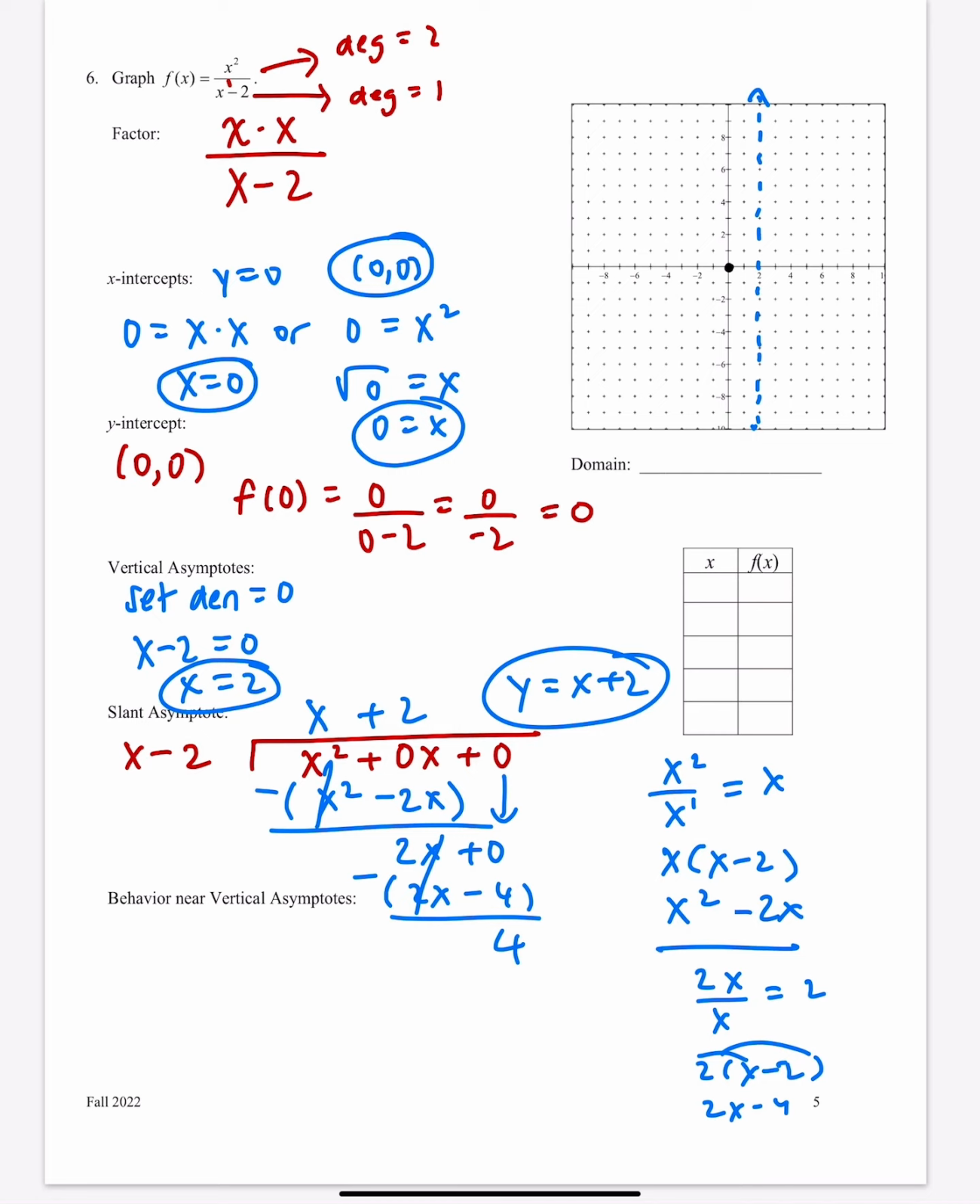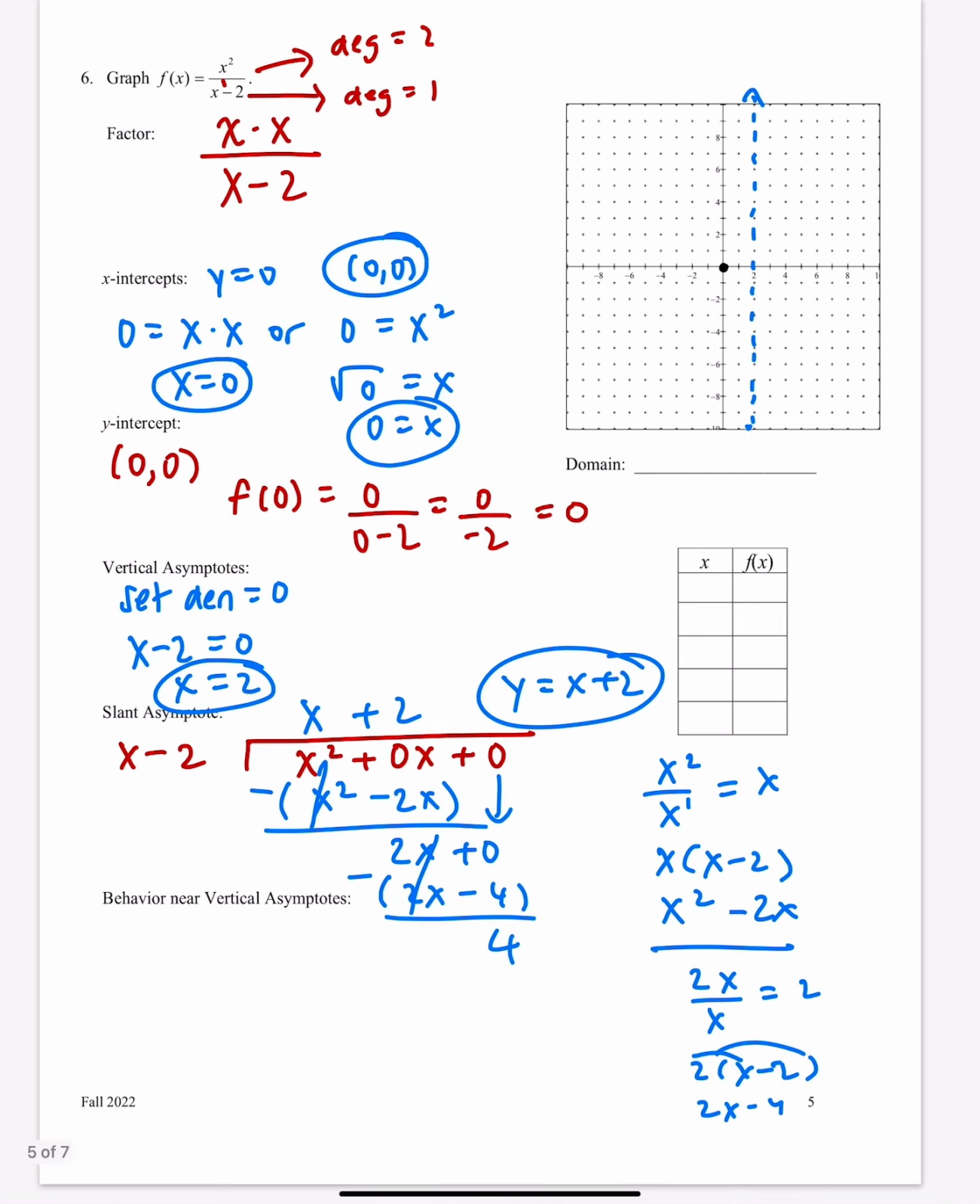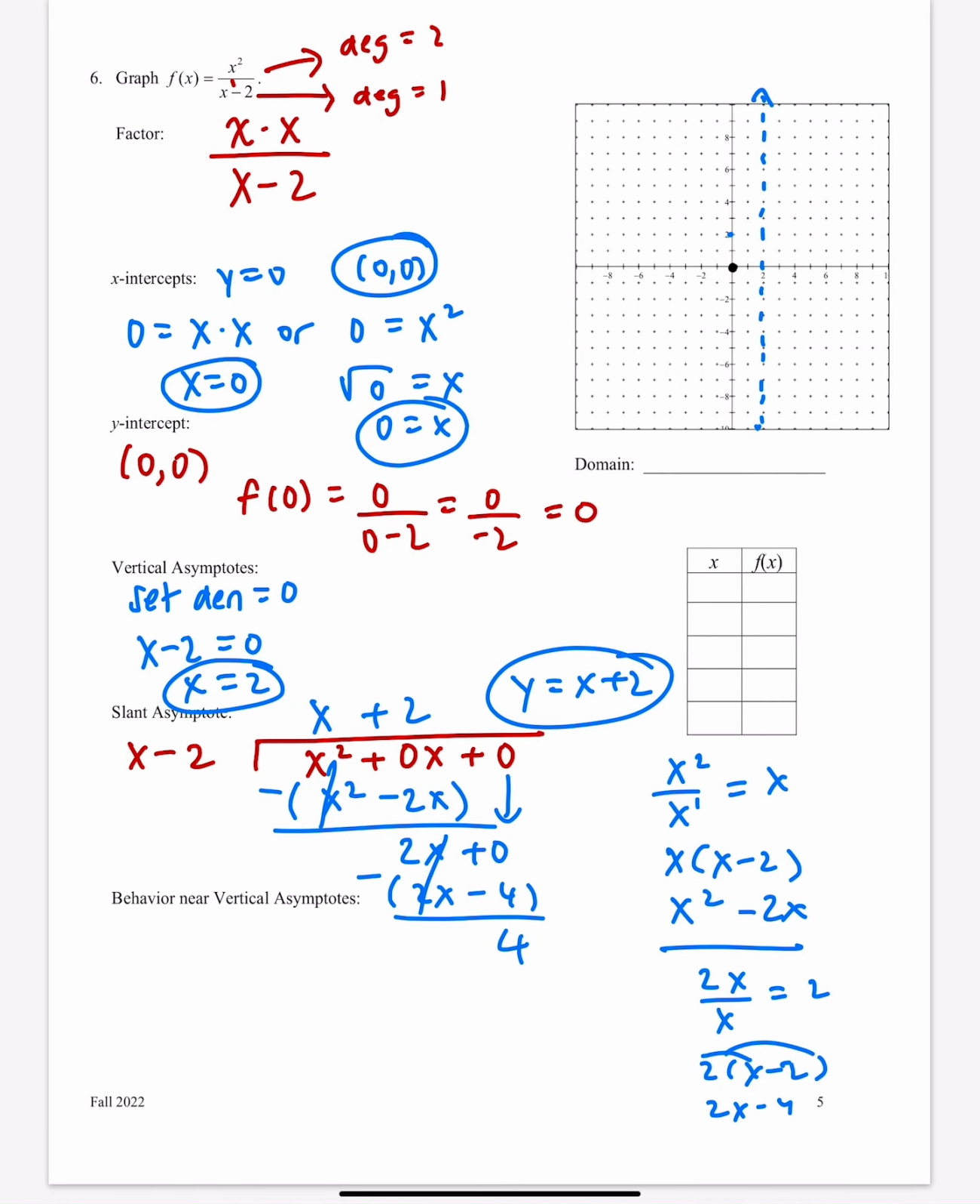Right? So x plus 2 means it has a y-intercept of 2. Boop. And the slope is 1. So you go up 1 over 1, up 1 to the right 1. Or you go down 1 to the left 1, down 1 to the left 1. So you have some slant that looks like that.